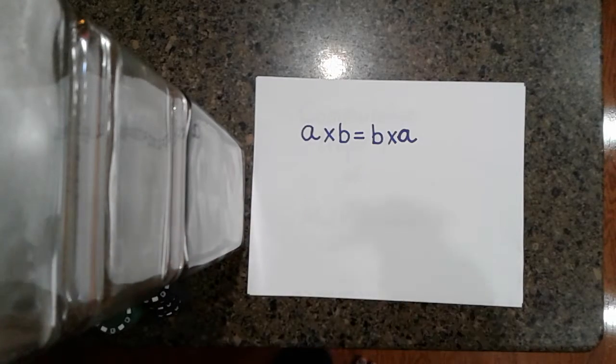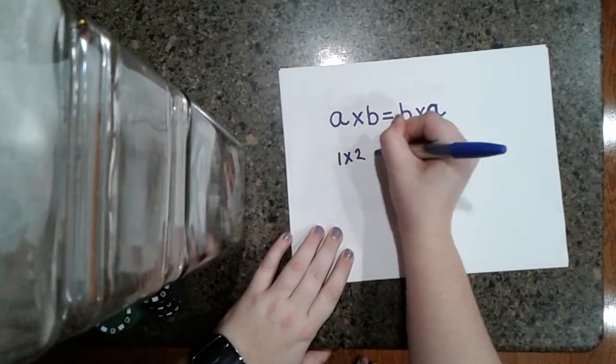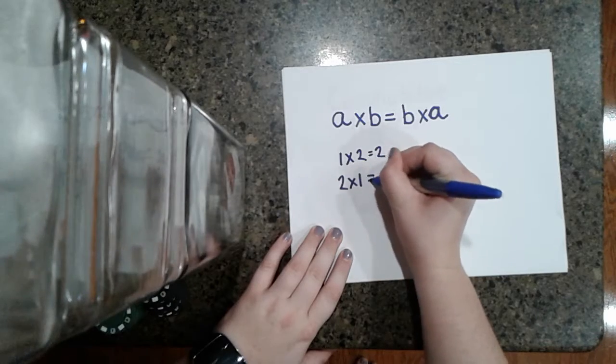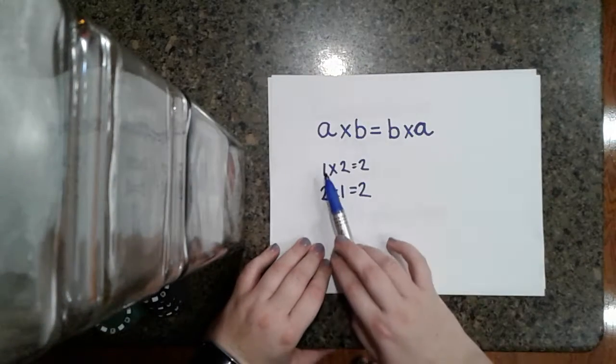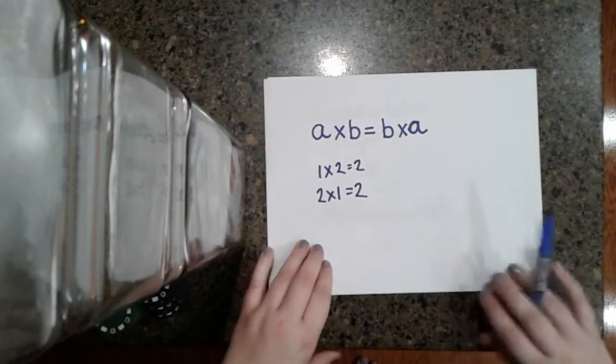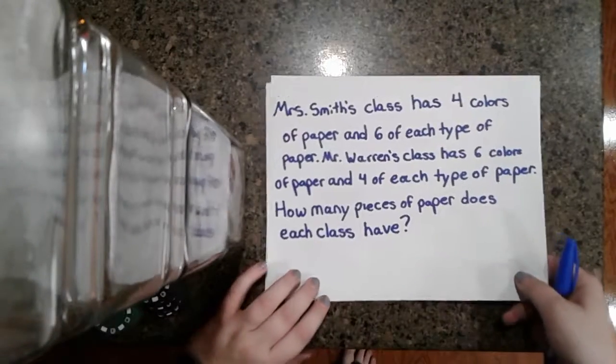An example of this is 1 times 2 equals 2, and 2 times 1 equals 2. So this would be our A, that would be our B, so B and A, and they're equal. We're going to do an example of this to prove that the commutative property works.